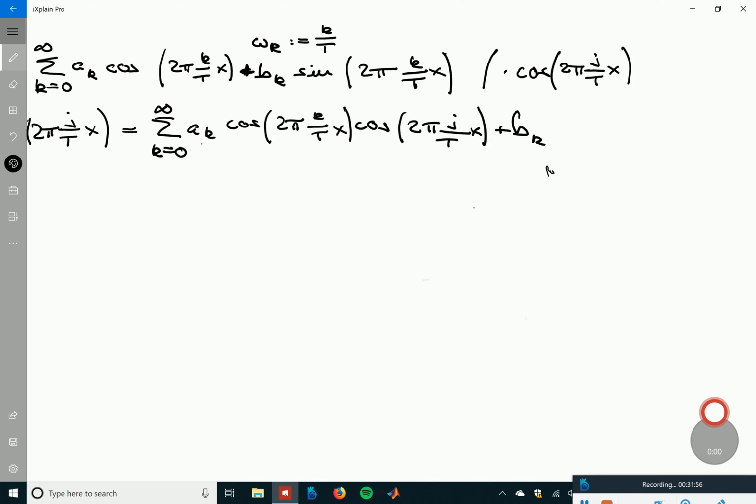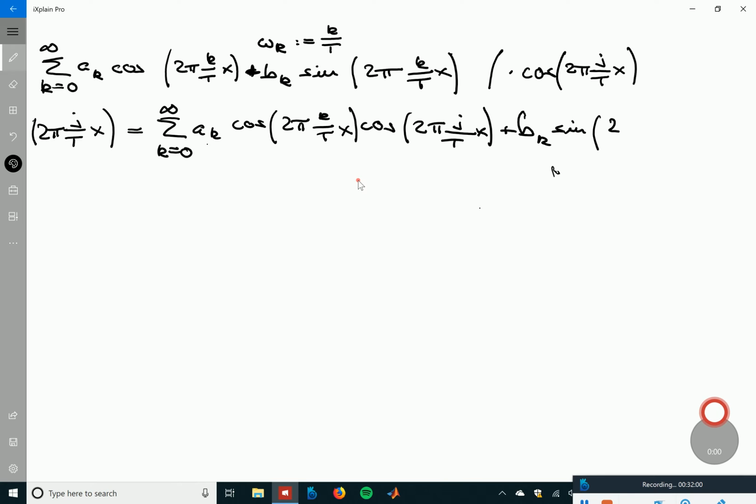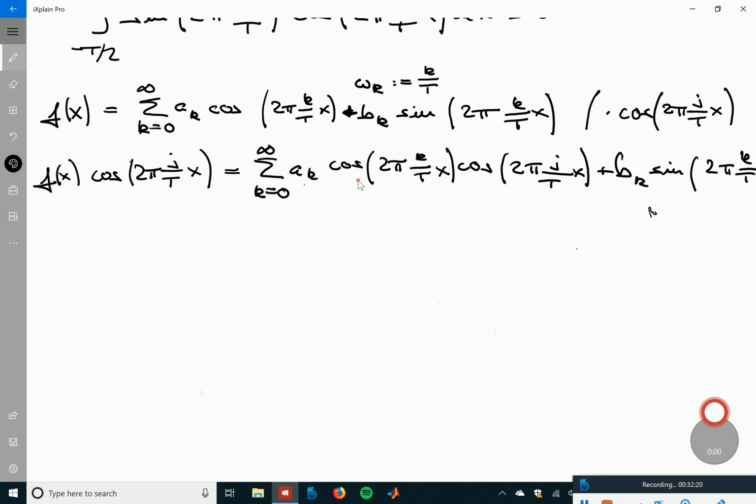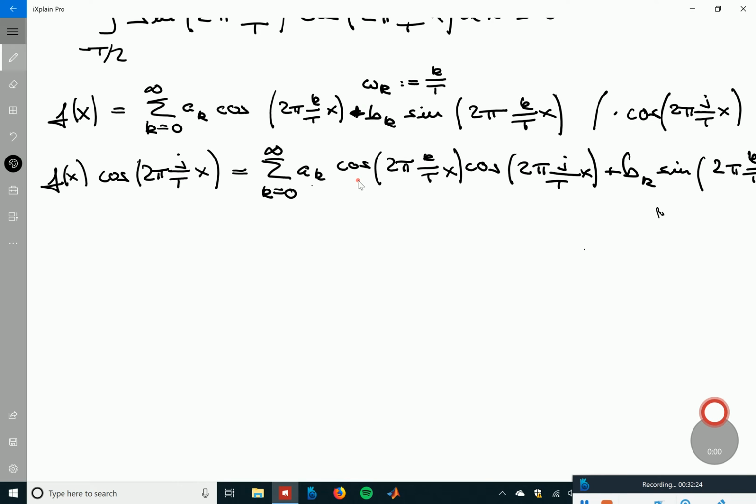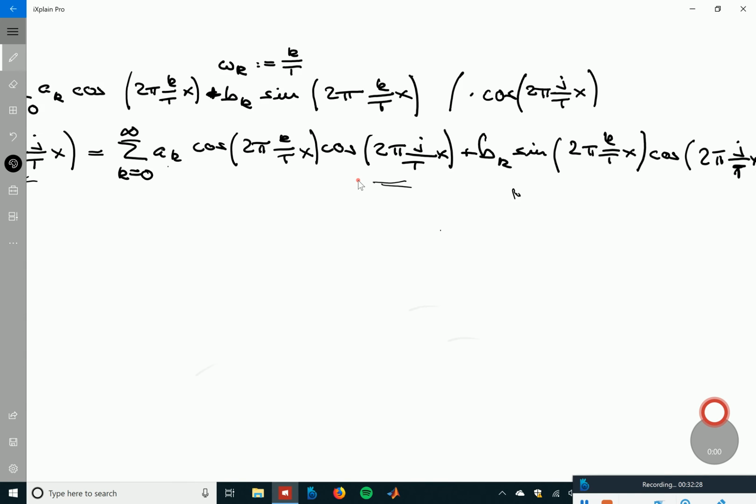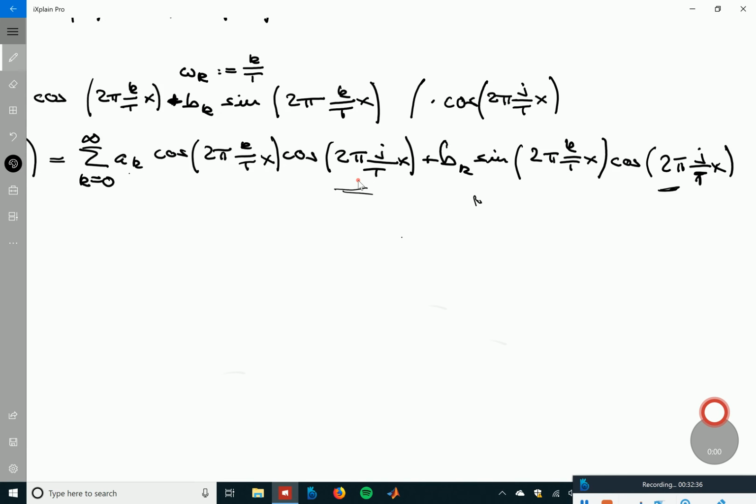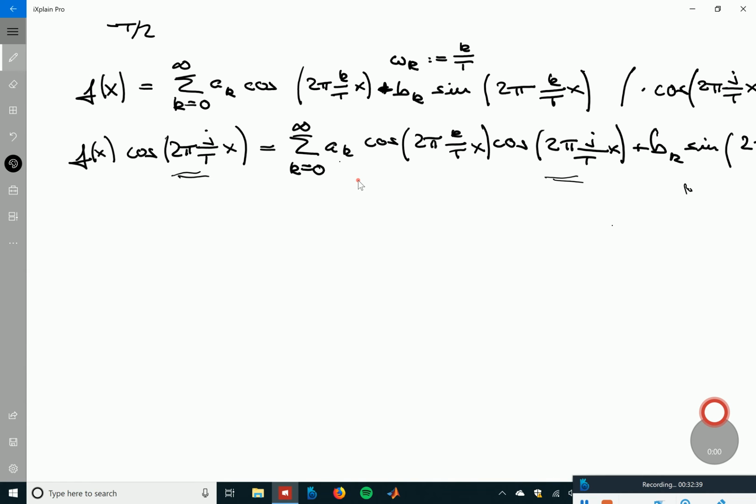The only thing that happened right now is that I multiplied both sides of this equation by this cos 2πjt, which shows up here and here. Then the next thing that we can do to get to our a_k is to integrate both sides of the equation from minus T half to T half, where T is again the period of our function f.